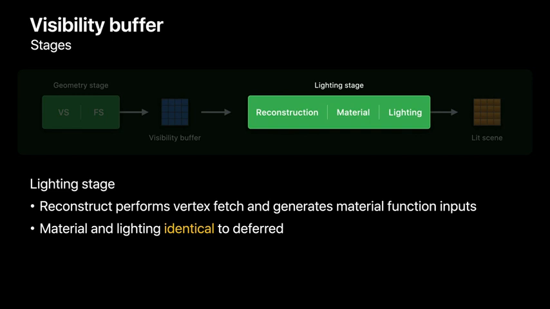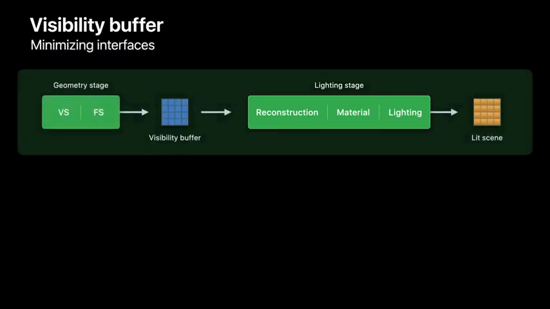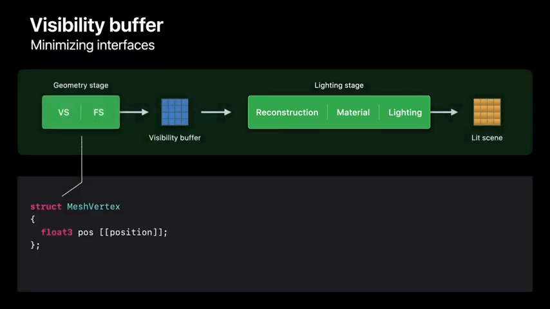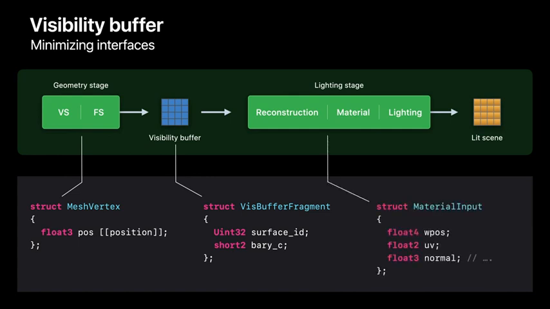Let's take a look at how interfaces between these stages have been minimized. The vertex shader only requires the position to rasterize. The fragment shader generates the surface ID and barycentric coordinates for the visibility buffer that is fed into the reconstruction step. And only after the reconstruction step do we have the large reconstructed material input data in memory, which is used by the material model and the lighting functions. Now that we have introduced the interfaces, let's take a look at the shaders that are generating these inputs and outputs.